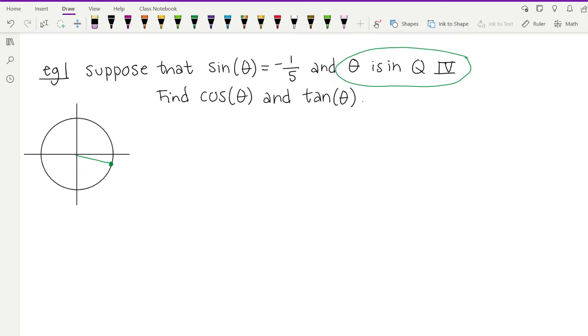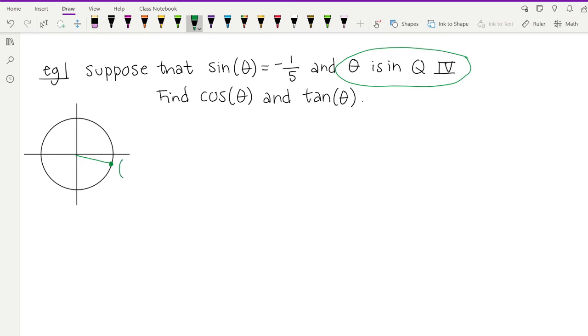So we don't actually know whether theta goes like this or theta goes like that. Either one of those could be the way that theta is measured, but it actually doesn't matter. And the reason it doesn't matter is because remember that coterminal angles have the same values for all the trig functions, because coterminal angles have the same terminal point. So we don't really care exactly how theta was measured. We just care about the terminal point of theta. That's all we need in order to answer this.